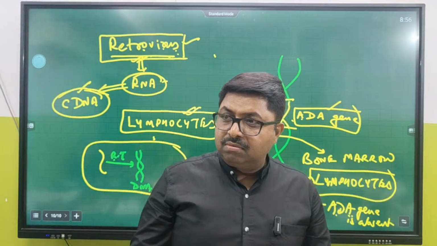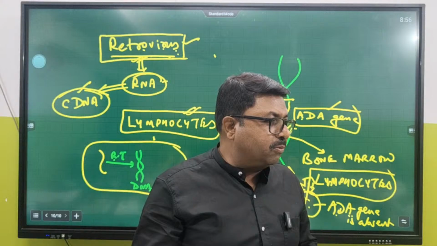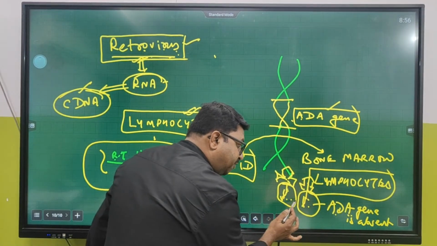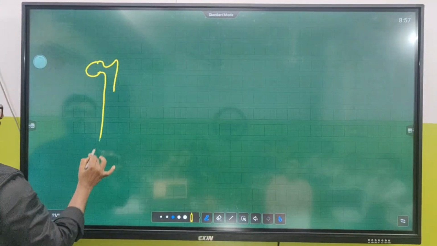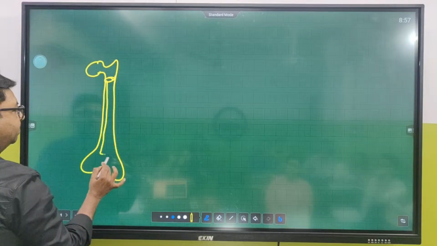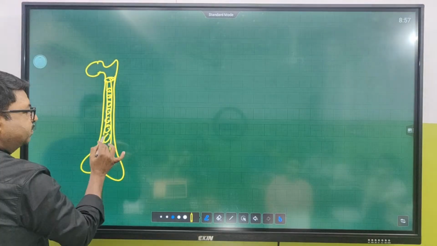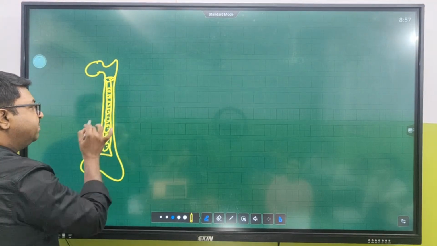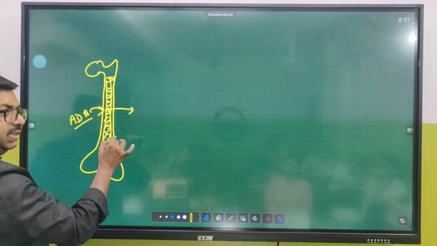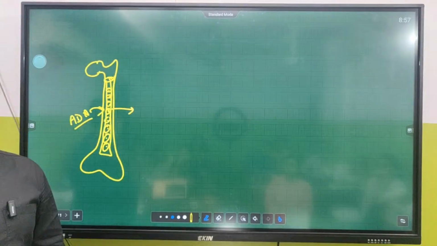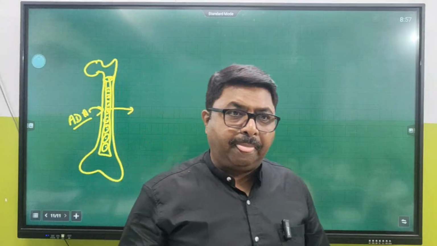Now these lymphocyte cells will be allowed to grow in vitro. We're going to help them grow, just like in tissue culture. And we put these lymphocytes loaded with the ADA gene back inside the bone marrow. Now the bone marrow contains stem cells. So you have done this genetic engineering or gene therapy with the stem cells of the bone marrow, and introduced your ADA gene with the help of the retrovirus.